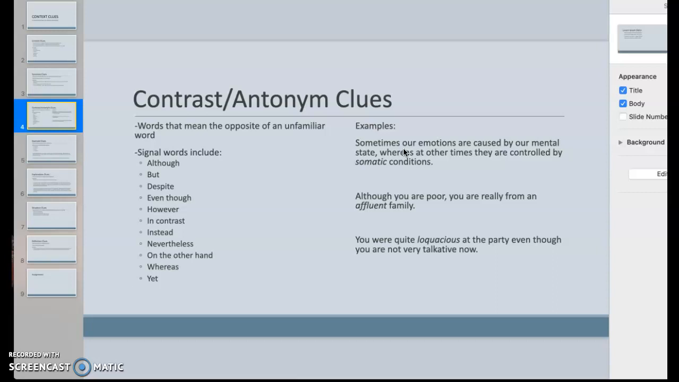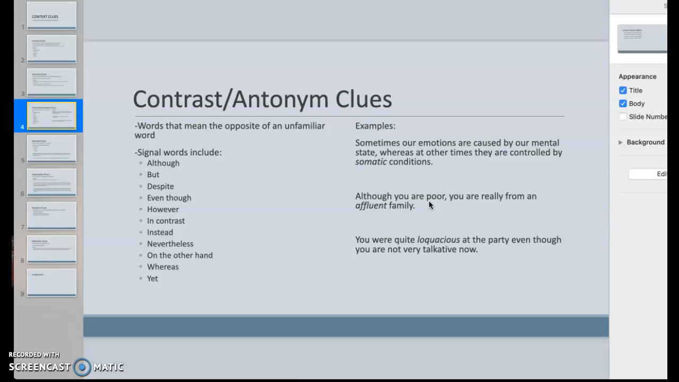The second example, although you are poor, you are really from an affluent family. So we see the word although, which signals contrast. So although you are poor, you are from an affluent family. So we set up two different contrasts. We have poor on one side, so we have to figure out what affluent means on the opposite, and that means wealthy, right? So the opposite of poor is wealthy. So although you're poor, you come from a really rich family. The last example, we have the word loquacious. It says you are quite loquacious at the party, even though you are not very talkative right now.